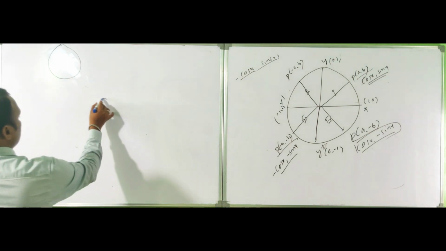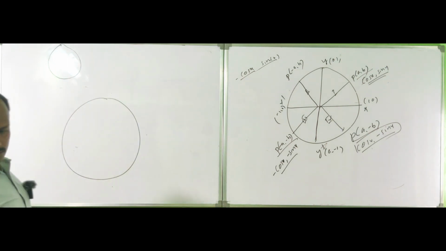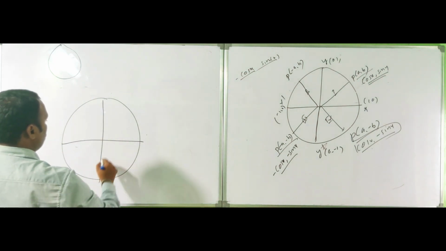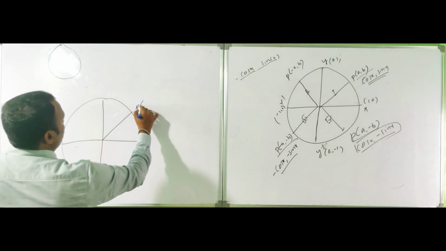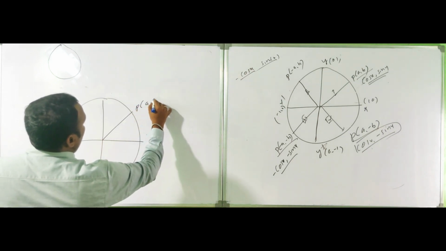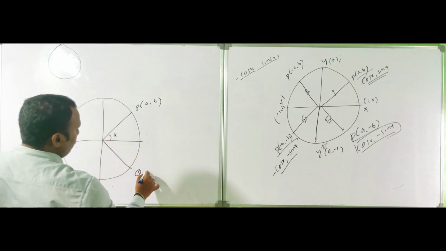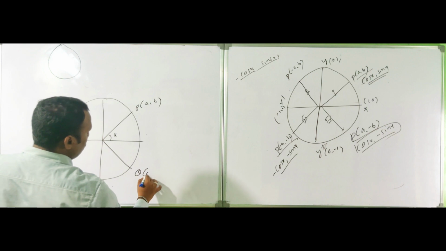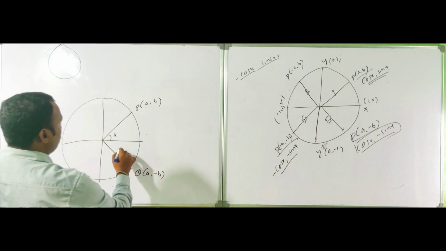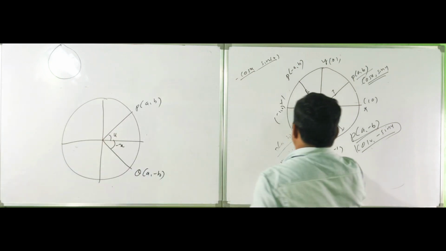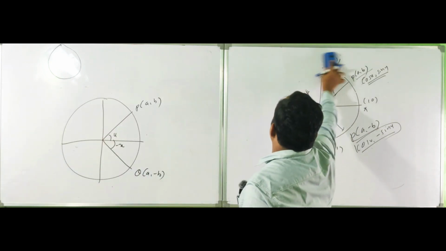Negative angle measure. This is the unit circle. This is the positive. This is the negative. This is the point P with coordinates A and B. This is the X, and this is the Q. See, A is positive and Q has minus B. This is called the negative value. See, this is the value of X here.